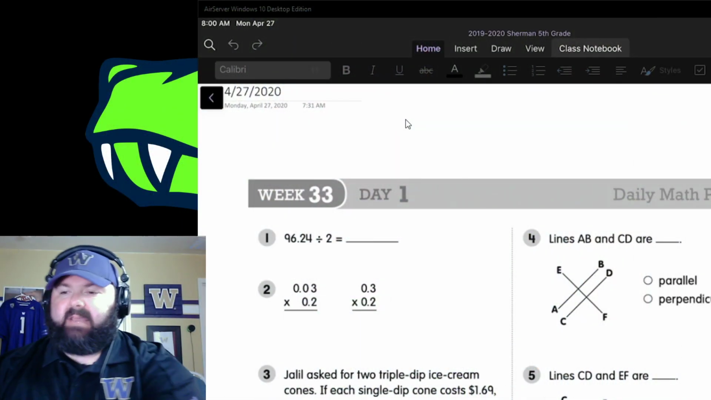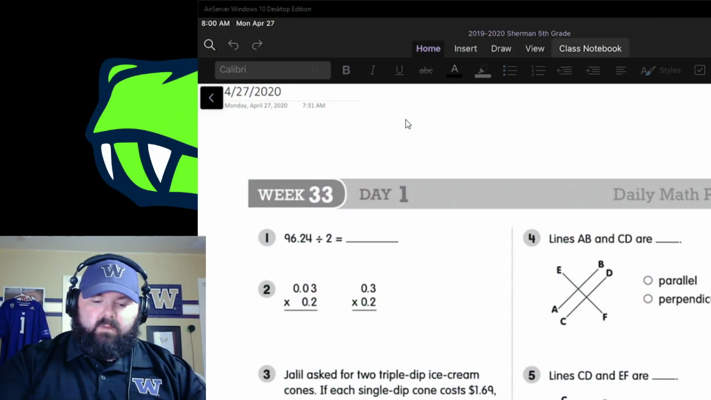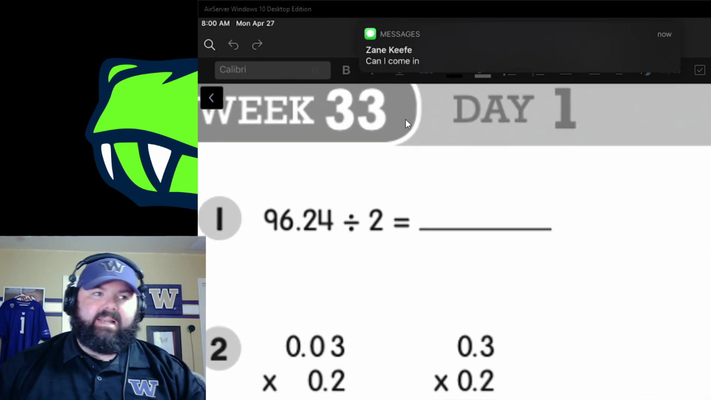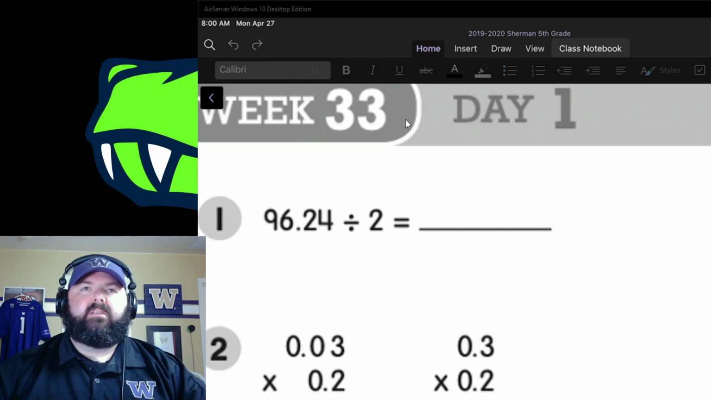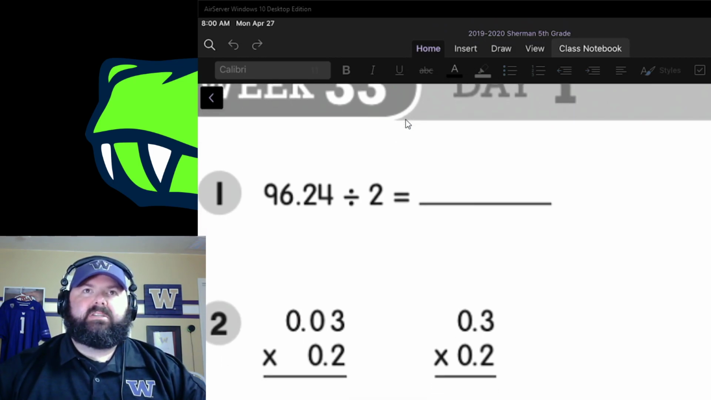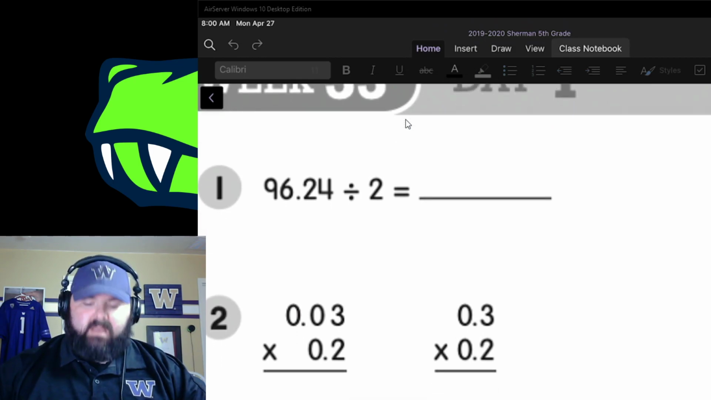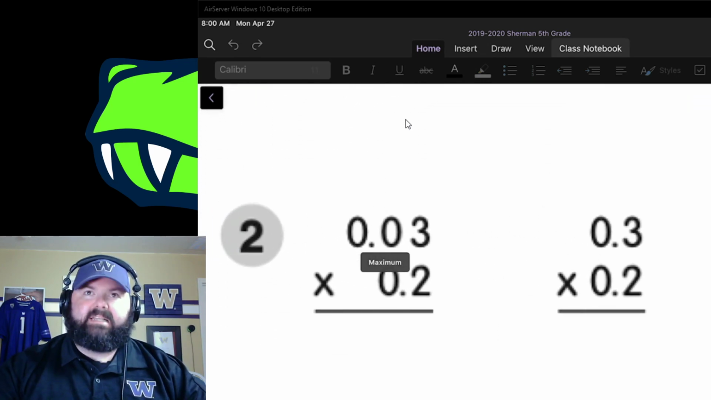First, we are going to start out with our daily math review. On number one, we are doing a little bit more of dividing decimals. So we are going to be looking at 96.24 divided by 2. Number two, we are multiplying decimals again.